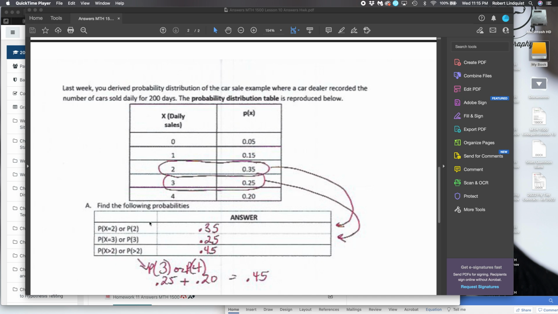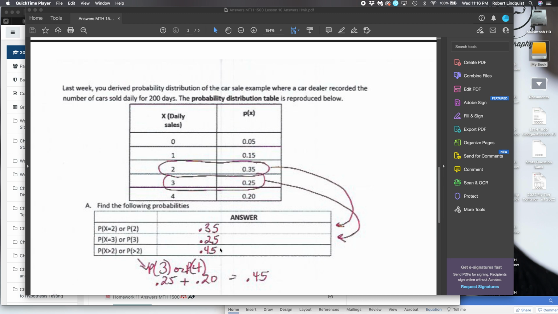So it says, what's the probability that x is 2? And it says right here in the table that that's 0.35. And then the probability of 3 is 0.25. And then it says the probability that it is greater than 2. If you sell more than 2 cars in a day, then you've sold either 3 cars or 4 cars. If the probability of 3 cars is 0.25 and the probability of 4 cars is 0.20, then you add them up and you get a total probability for greater than 2 of 0.45.